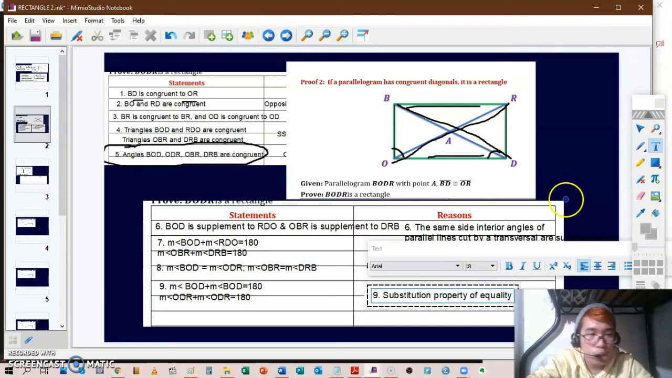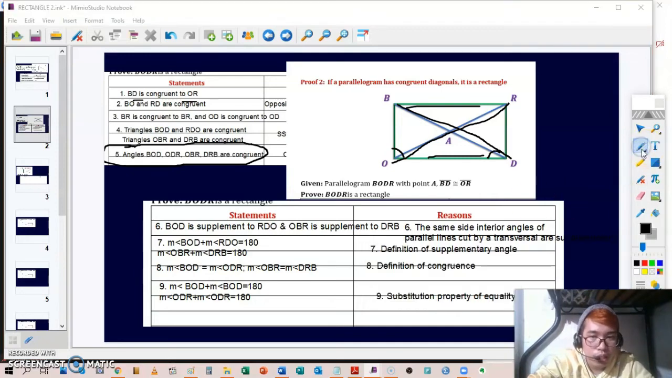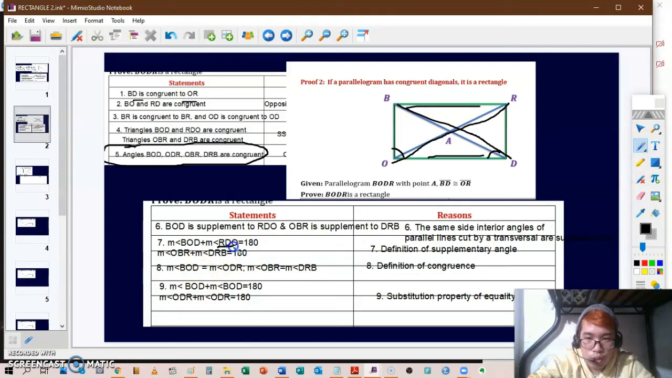So where is the substitution? If you can see here, from BOD plus RDO, we just substituted BOD for this part, and therefore we got BOD plus itself is equal to 180.